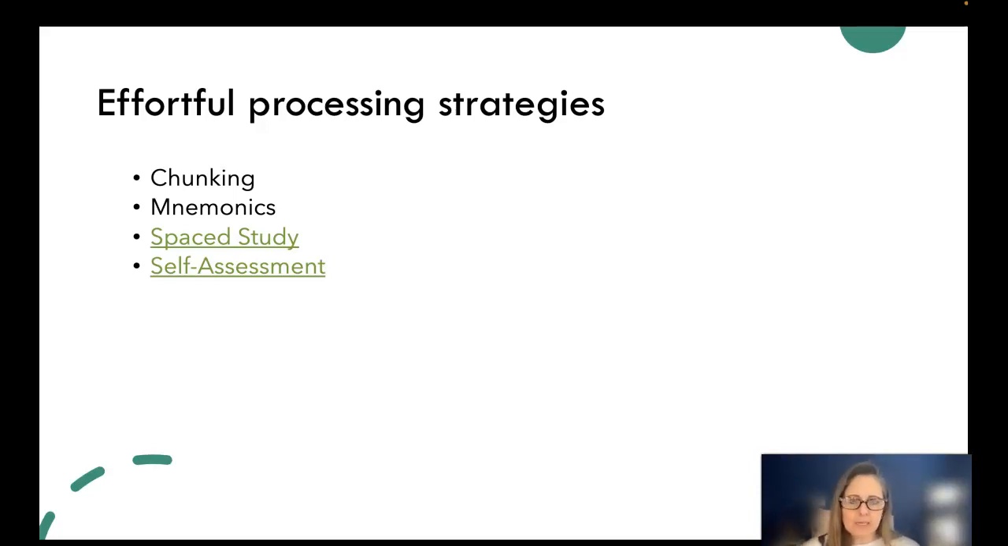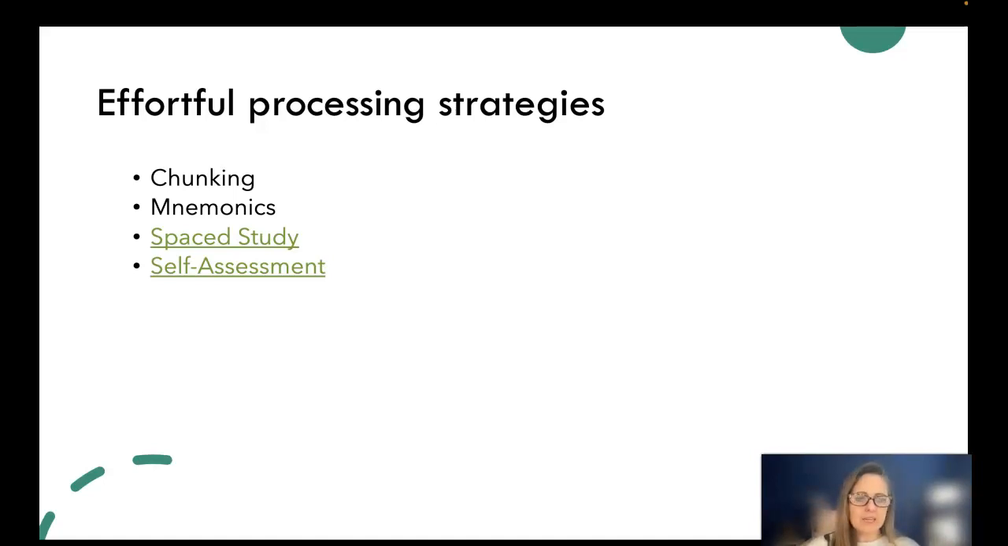How do we get information from working memory into our long-term memory? Because that's really what you want to do as you're studying. You need to get information for your classes into your long-term memory so that you can find that information and retrieve it later when you need to use it. Not only to take a test, but also for other things in your career and just in life in general.